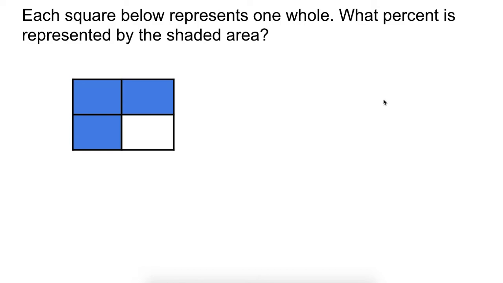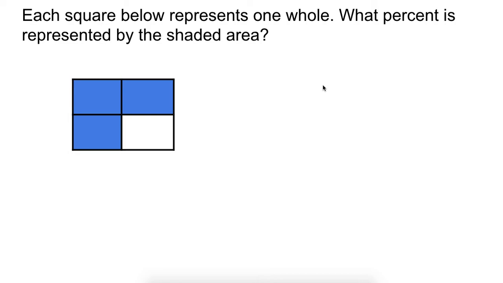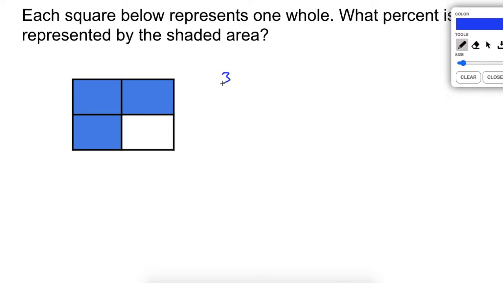Let's look at another one here. Each square below, and again, they're talking about the whole square, represents the whole. What percent of the square is shaded? So it's divided up in 4, and we have 3 out of 4 shaded. So 3 out of 4. What do we multiply 4 by to get to 100? That is 25. So we're going to use a giant one of 25 over 25. That's going to be 75 over 100. So that is 75%.